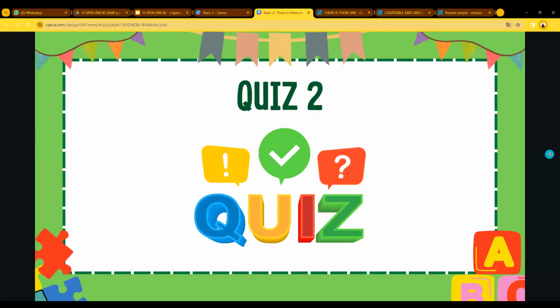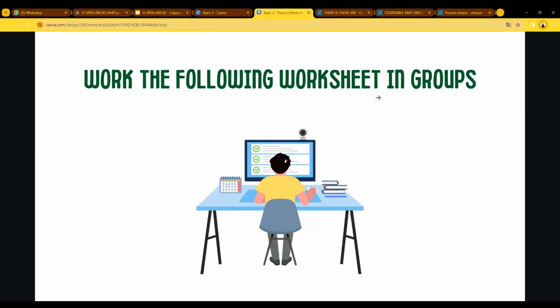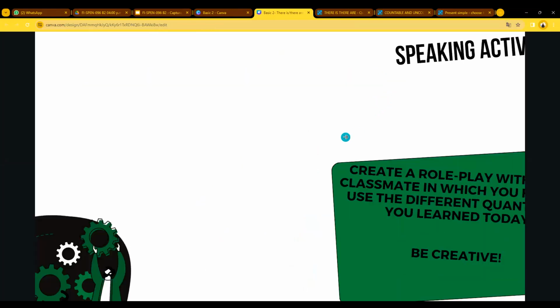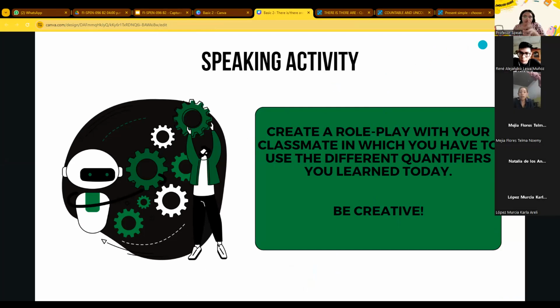And now, we're gonna do a little bit of talking. Ahora sí nos va a tocar apply. We have to apply the scenario. Pongamos atención a la instrucción para que en los breakout rooms ya vamos a saber qué hacer. It says create a role play.